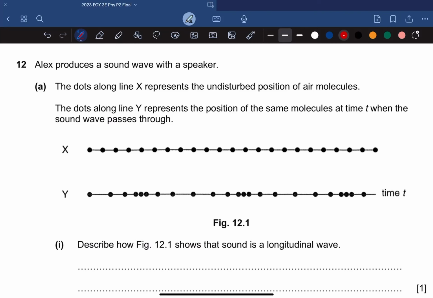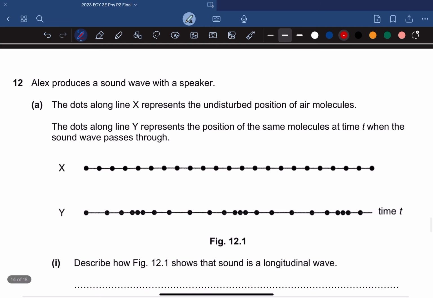Now we look at question 12. Question 12, we can see a sound wave, and once you see a sound wave, you should immediately be able to tell that a sound wave is a longitudinal wave, which means that we will definitely see compressions and rarefactions within a sound wave.